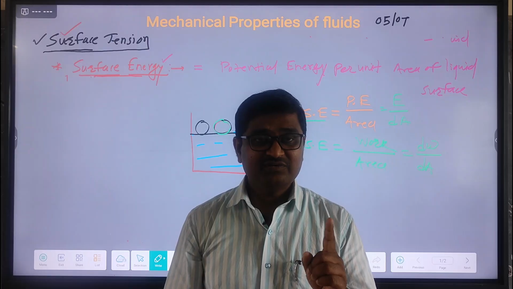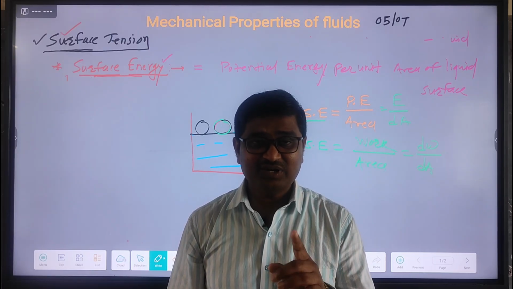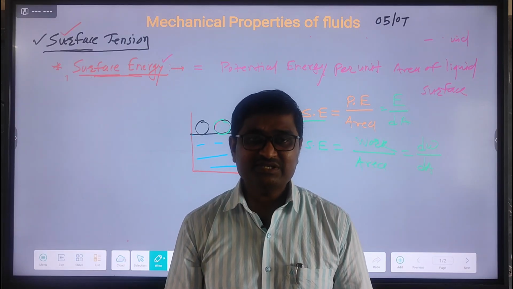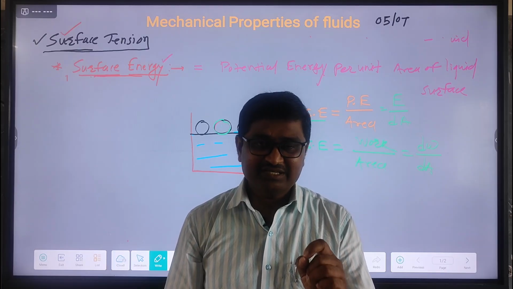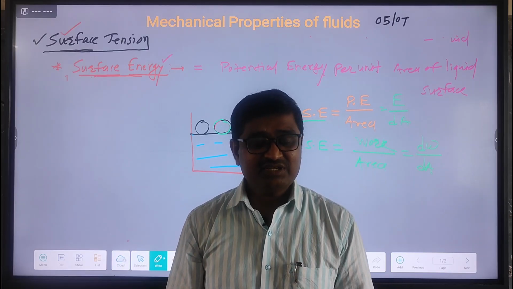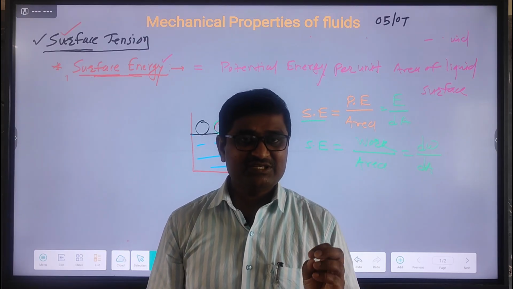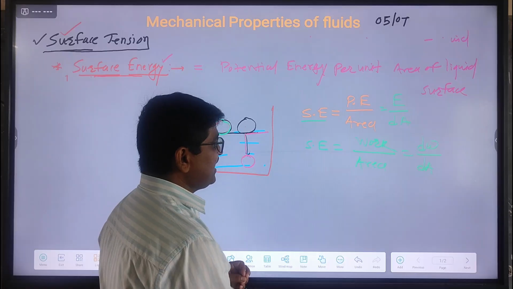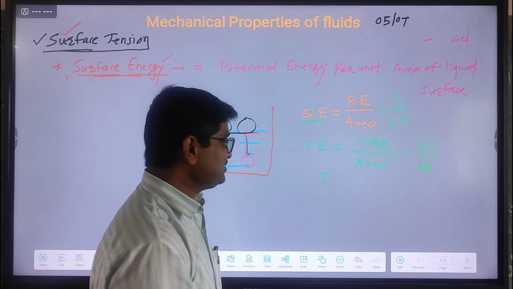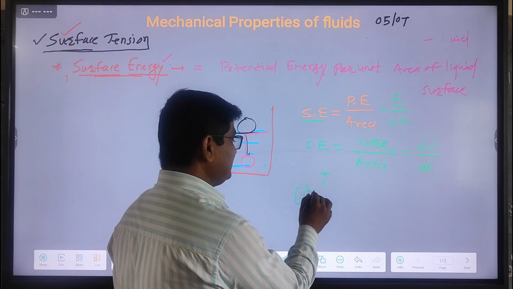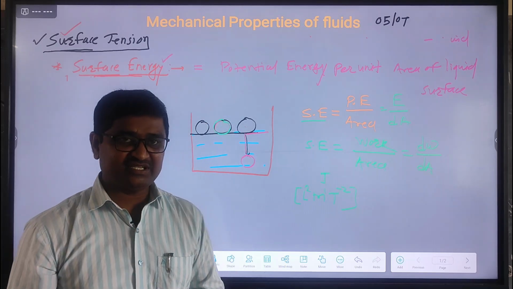What is surface tension? The tangential force acting per unit length is called surface tension. What is the unit of surface tension? Newton per meter. What is the dimensional equation of surface tension? L0 M1 T minus 2. And what is surface energy? Surface energy is the potential energy per unit area of the liquid surface. So that is called surface energy of the liquid surface. Surface energy is measured in joule. Joule is the SI unit of surface energy, and its dimensional equation is L2 M1 T minus 2. This is the dimensional equation of surface energy.